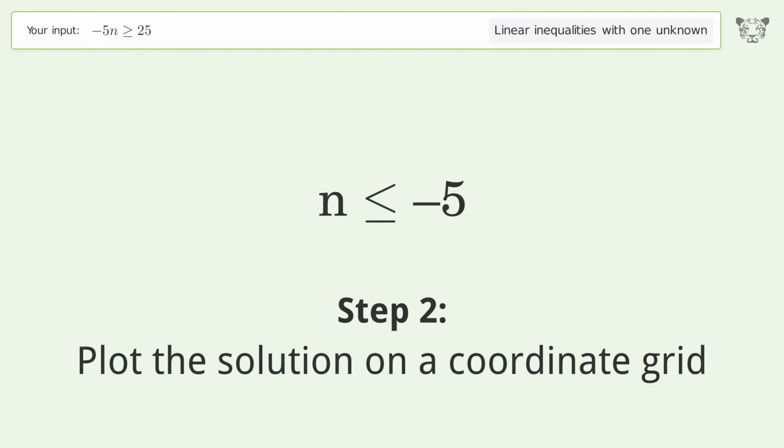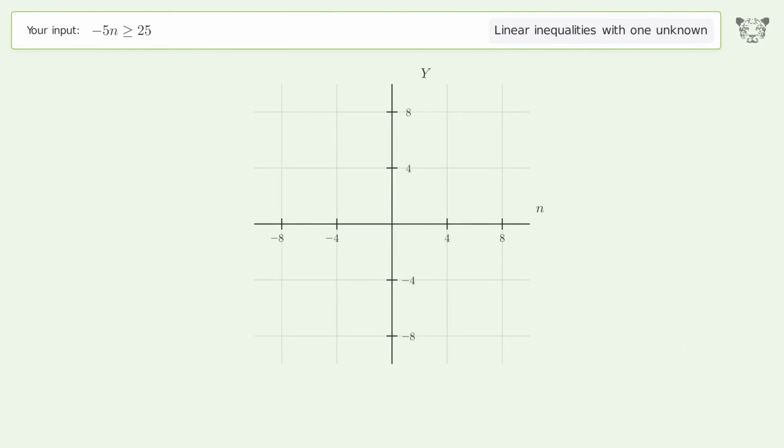Plot the solution on a coordinate grid. And so the final result is n equal or smaller than -5.